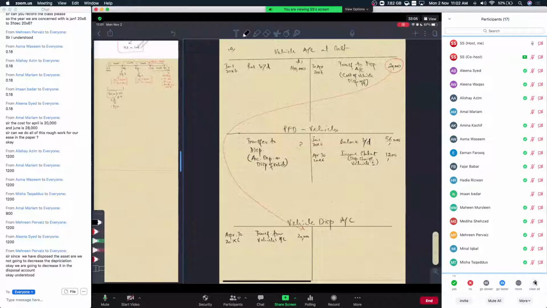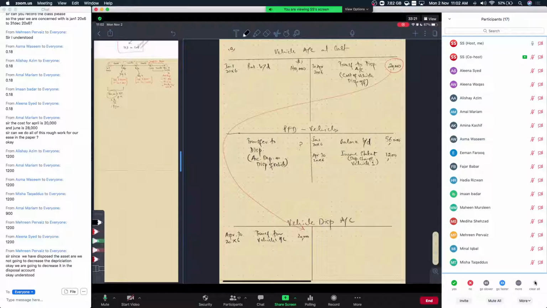Amal, Iman Badr, a green check if you understood the first transfer, right? Amal, ka, internet probably is not working.